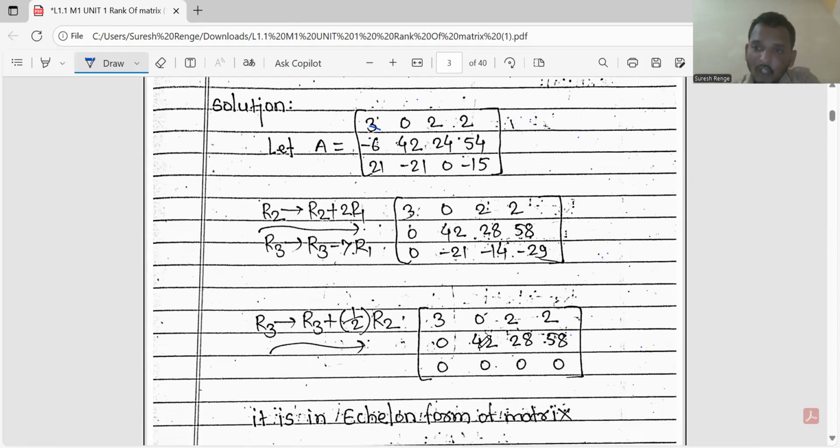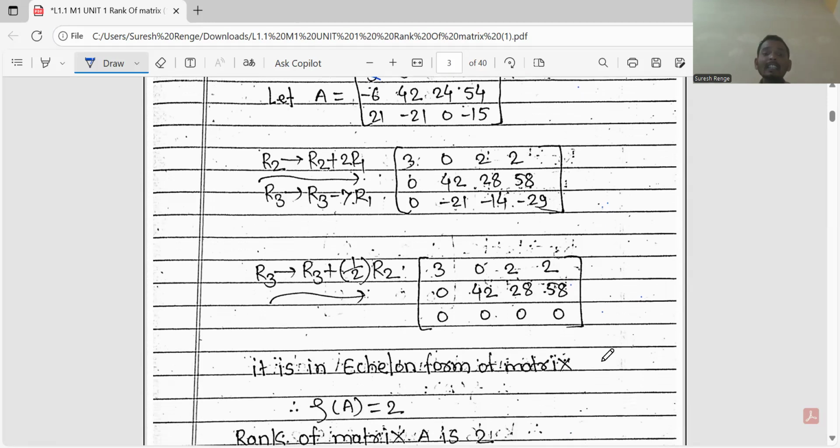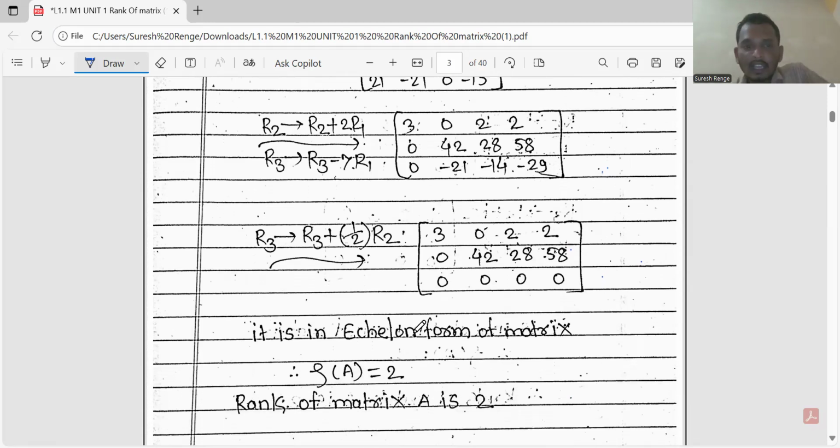Now, let us observe this matrix and the first non-zero element in row number 2. What is the leading element? It is 42. If I want to convert this matrix into echelon form, whatever elements lie below it must be made 0. That is already 0. If you observe this matrix, it is in echelon form. This matrix is in echelon form.